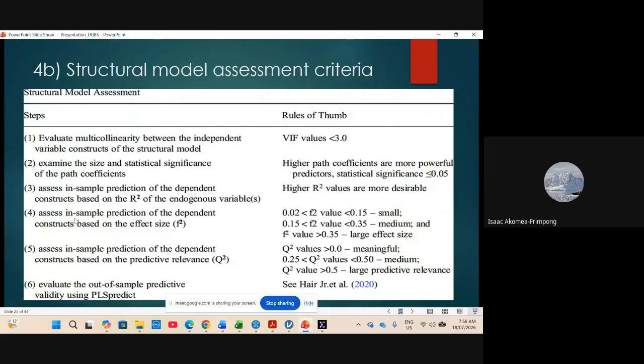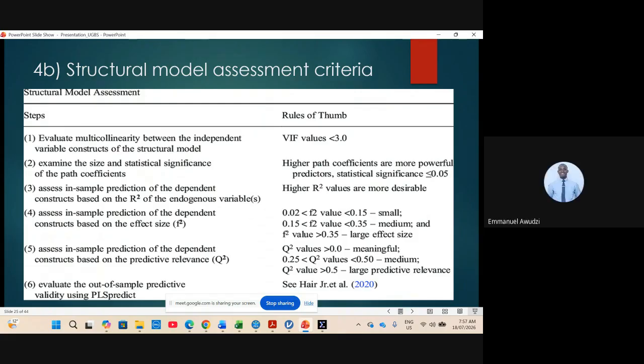Yes, you need to look up to the effect size. So the effect size, which one is better? Your effect size of 0.2 to 0.15 is small. Medium is this. The larger, the better. Okay. The larger, the better.